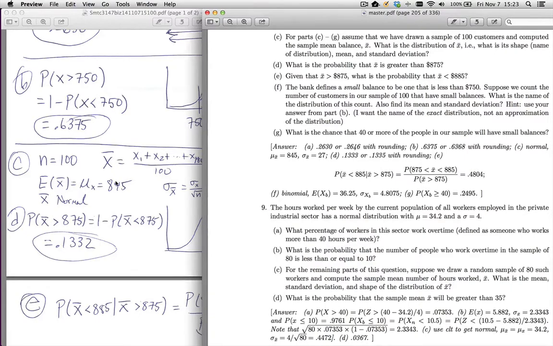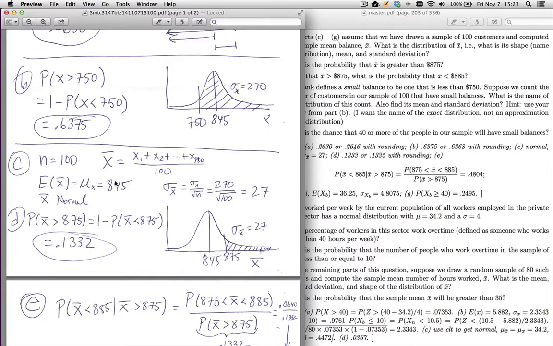Okay, well, we need to remember some facts. I told you that the expected value of this x bar is just mu sub x. So when I draw these x bars, they're going to vary a bit, but on the average, I'm going to get the same mean as the mean of the population distribution, 845. Okay, now we also had some facts about the standard deviation of x bar.